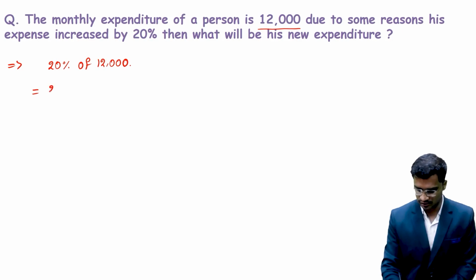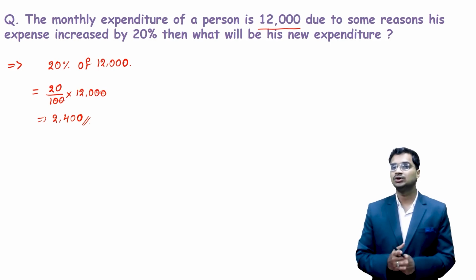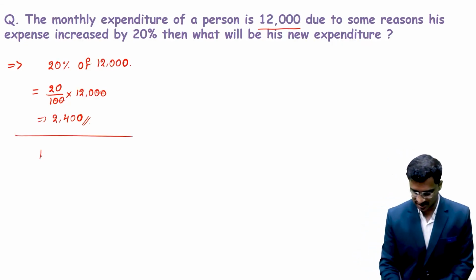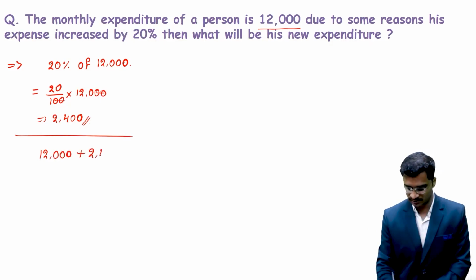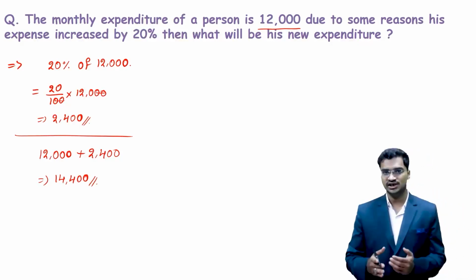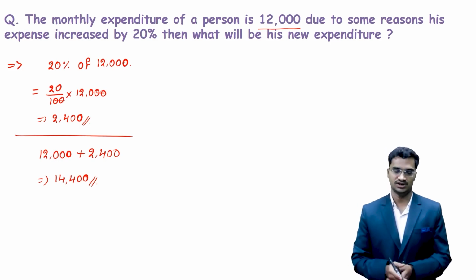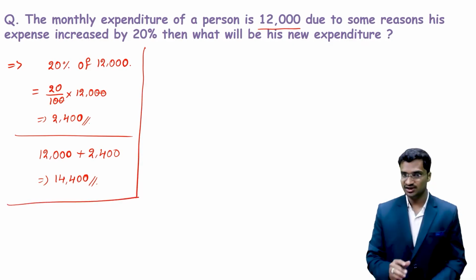Now let us solve this value, which is 20 by 100 into 12,000. So 2 zeros get cancelled. 12 twos are 24. So his expenditure increased by 2400. Previously his expenditure was 12,000. This was his old expenditure, but now his expenditure increased by 2400. So his new expenditure is 14,400 rupees. Here he is asking what was his new expenditure. So his new expenditure is 14,400. We can solve this question in this way, which is basic.